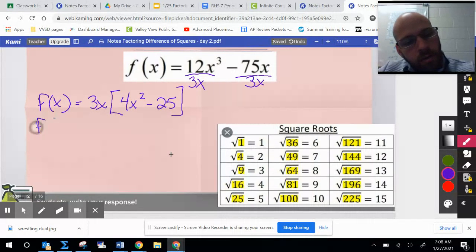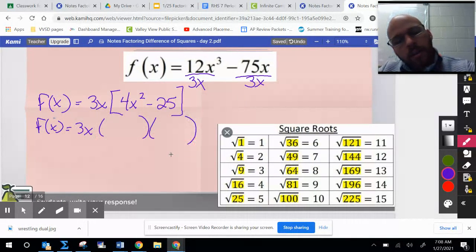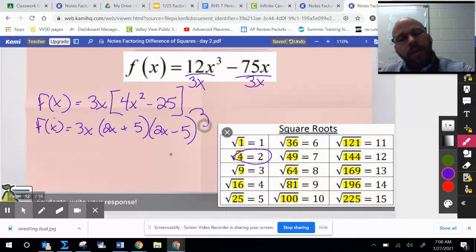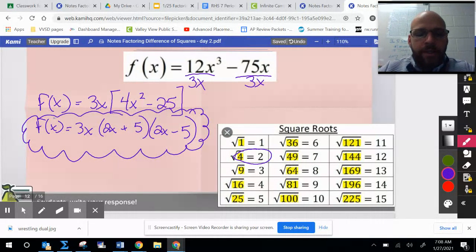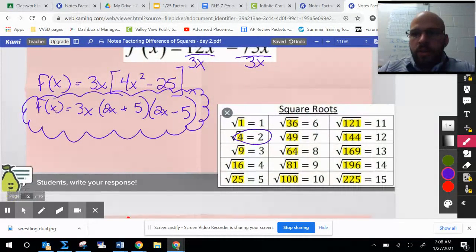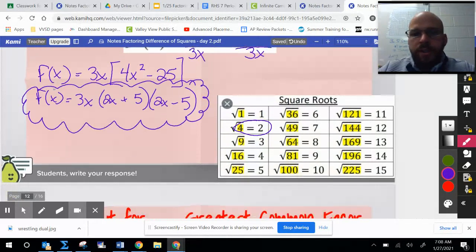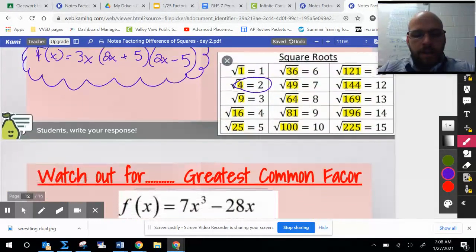So now, take a look at what we have in those brackets. What's the square root of 4? Well, the square root of 4 is 2. I'm going to have 2x. What's the square root of 25? 5. So I'm going to have 2x plus 5, 2x minus 5, and ladies and gentlemen, that is completely factored. Okay, difference of squares. Square root of the first term plus and minus the square root of the last term. Okay?